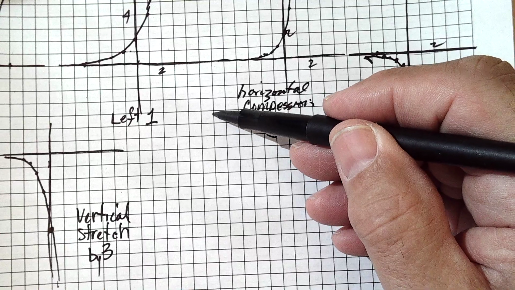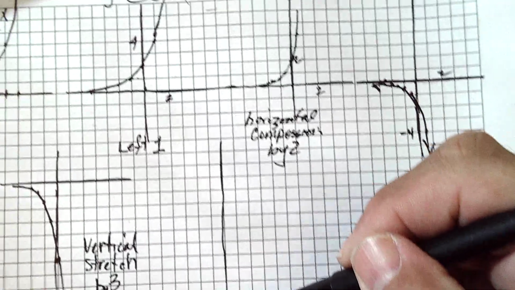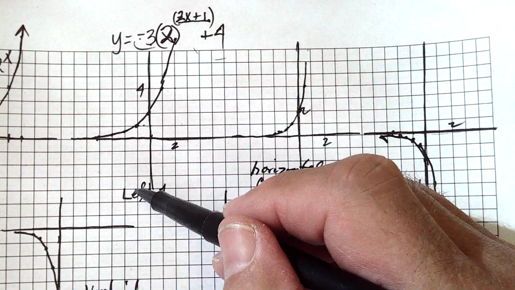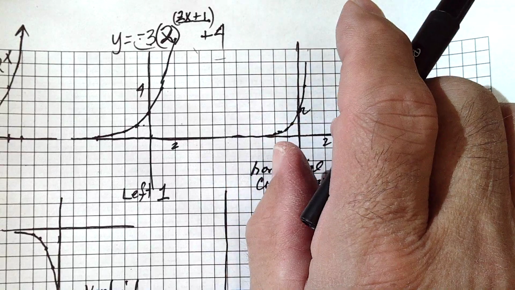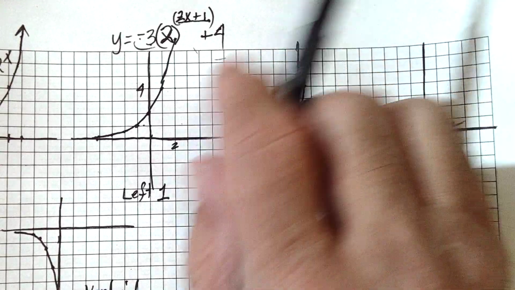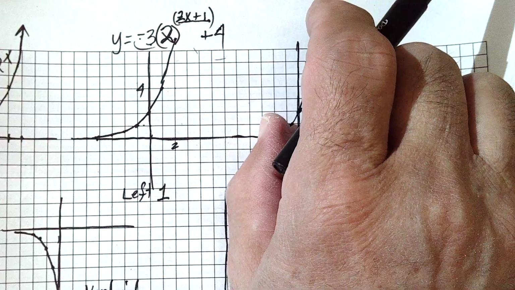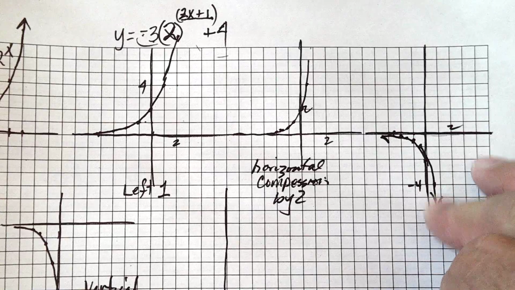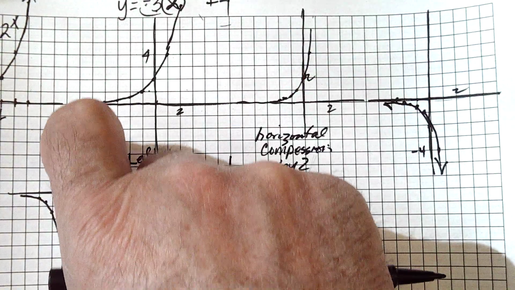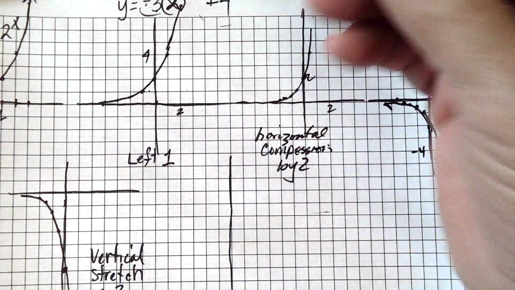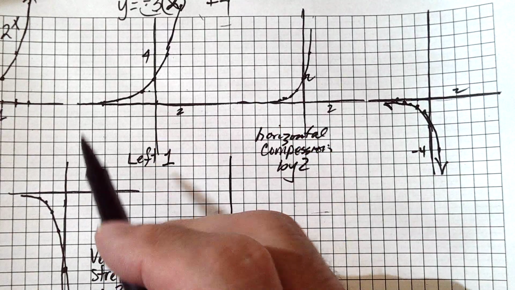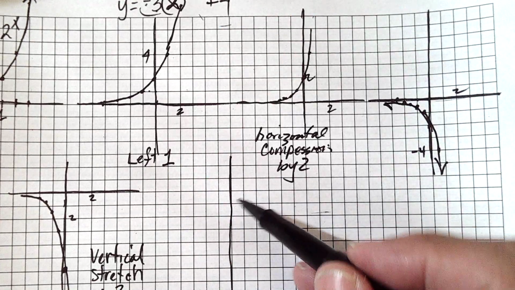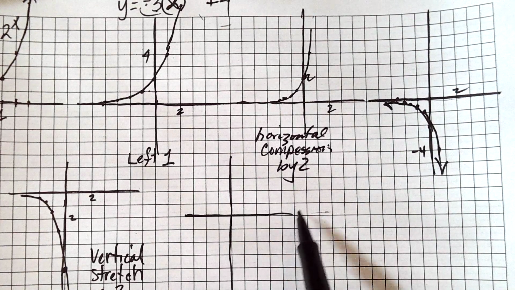So now I've got to go up 4. I did left one, compressed by 2, so it's half as far from the y-axis. Then a negative, flipped it over. The 3 stretched it, and now I've got to go plus 4. So all these points are up 4. So I'm going to draw my line there.